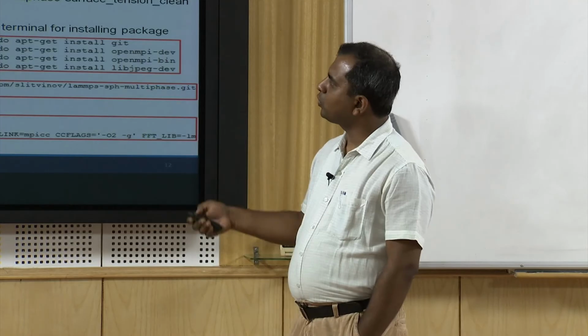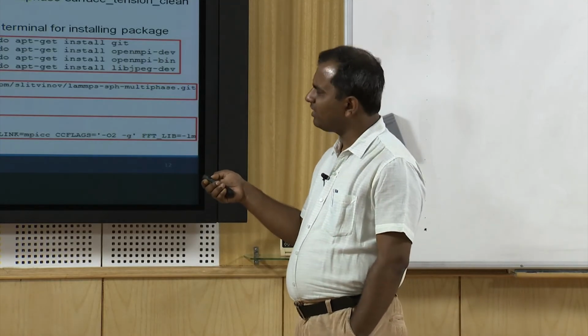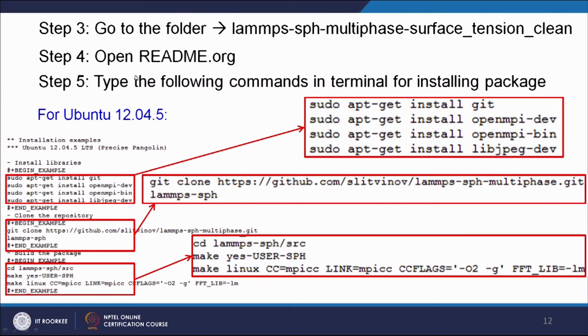Then you have to go to the folder where you have extracted it. More or less the main folder will be named LAMMPS SPH multiphase. In that you will find one folder called surface tension and another folder called clean. You enter that clean folder by doing cd, as I have already shown you, and then open the readme.org. In that you will find the commands to type in the terminal for installing the packages.